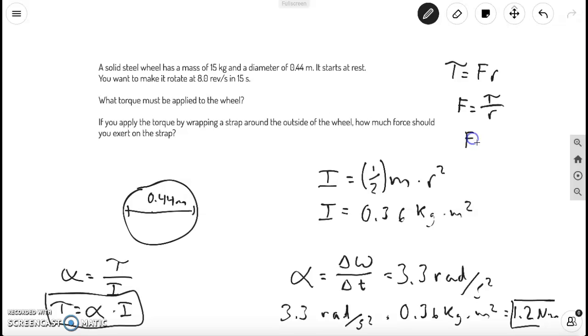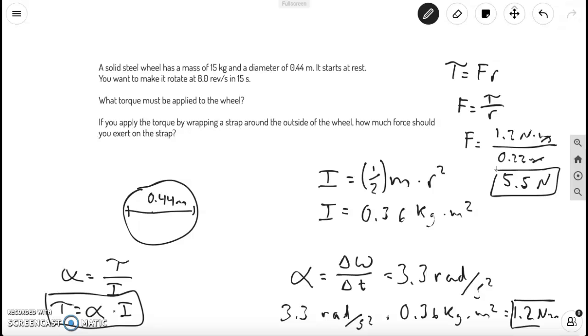So the amount of force applied needs to be 1.2 Newton meters per 0.22 meters. Remember, this will cancel out. And we're left with 1.2 divided by 0.22, which would be 5.5 newtons.